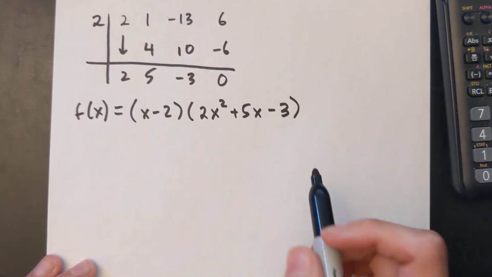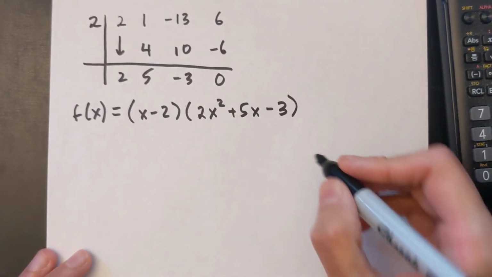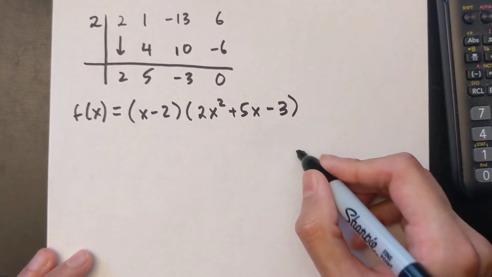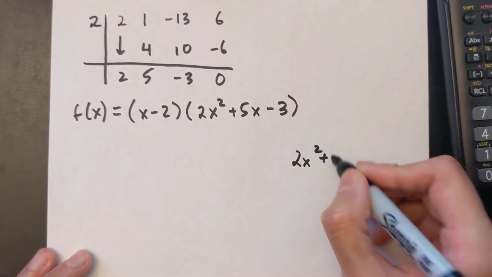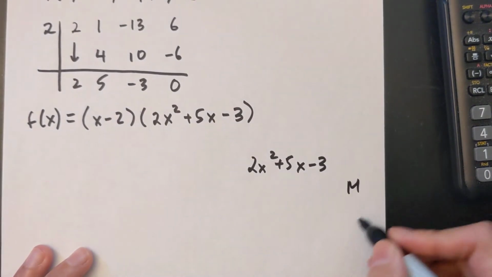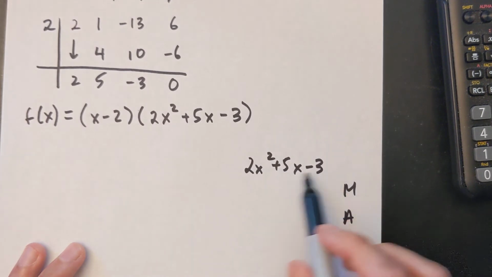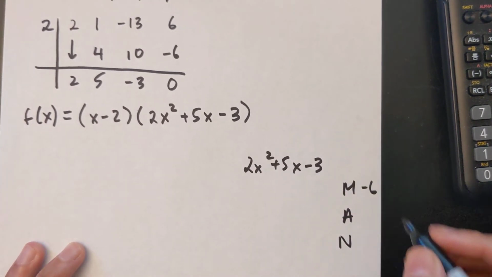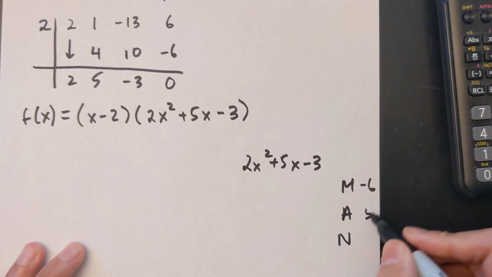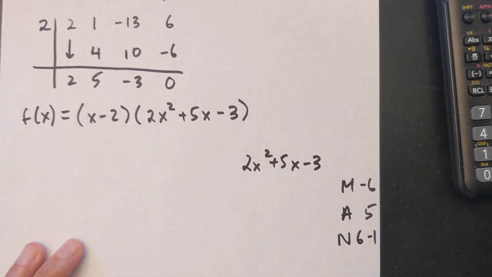Now I simply just need to factor this part over here using my man method. So I'll do that at the side over here. 2x squared plus 5x minus 3. I'm going to use my man method. My m is -3 times 2, which is -6. My a is 5, and my two numbers are 6 and -1.